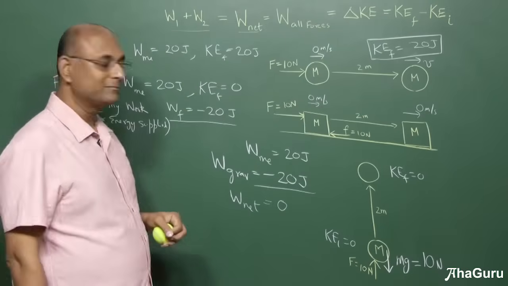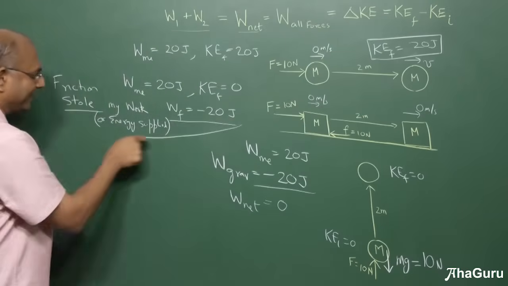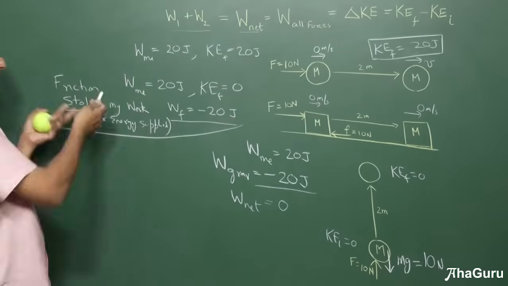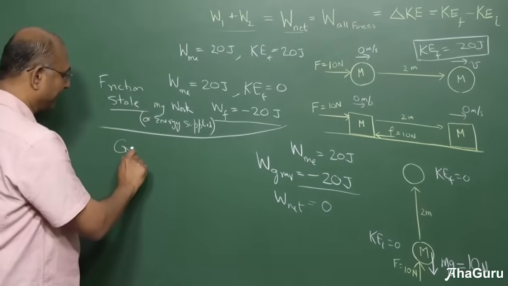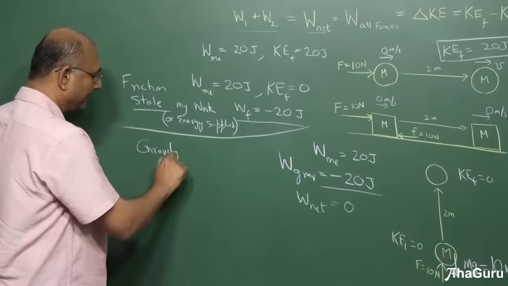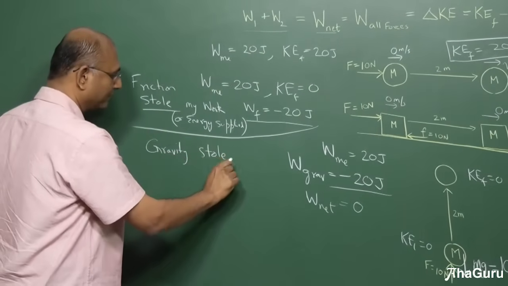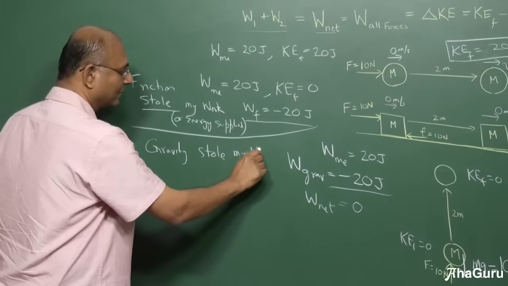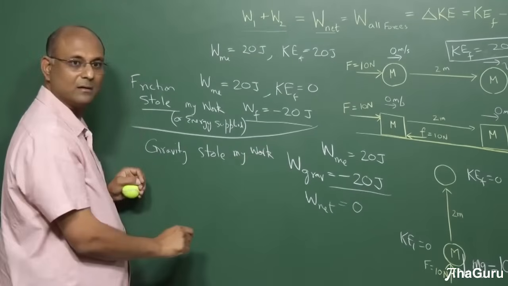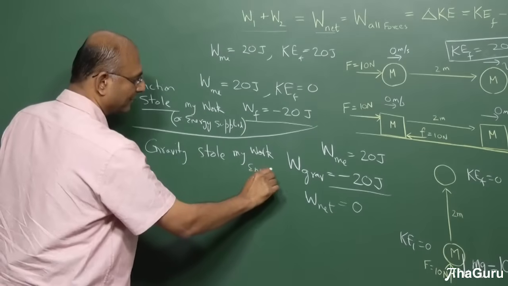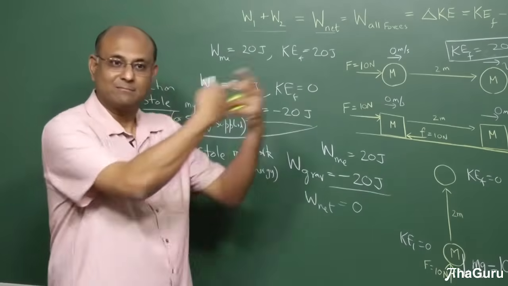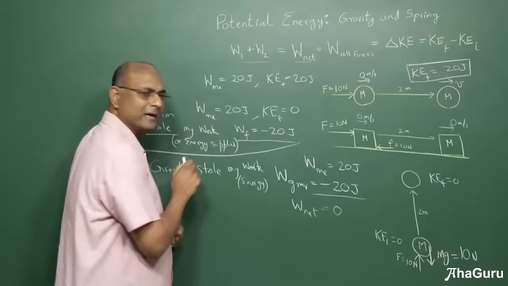Kinetic energy is 0. So what should I say about gravity? I should say gravity stole my work, or my energy supply. Same thing. Work is actually energy supply. Okay. So gravity stole it.